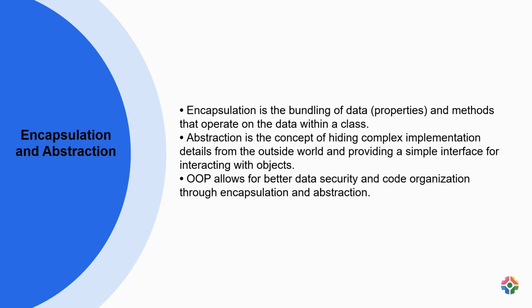Abstraction shields the intricate inner workings of a class from external entities. Instead, it provides a straightforward interface for interacting with objects. For example, a bank account class may hide its algorithms for interest calculation, offering users simple methods like deposit and withdraw. Object-oriented programming, by leveraging encapsulation and abstraction, enhances data protection and promotes systematic code organization. The combination facilitates secure management of data within classes while concealing implementation complexities.